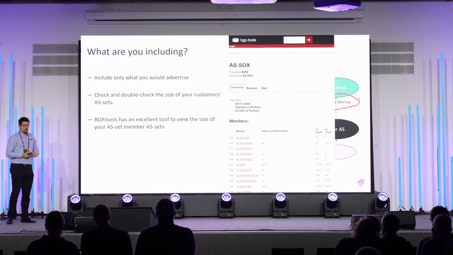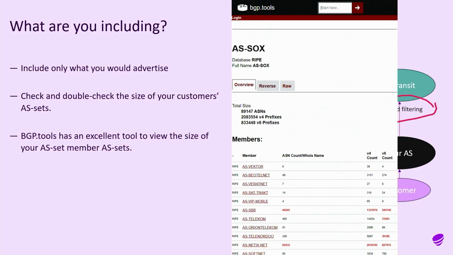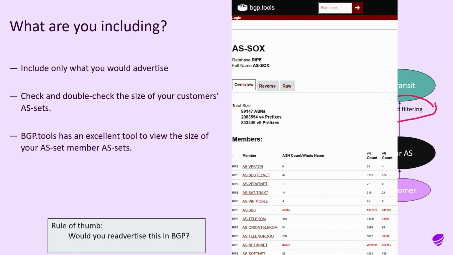Please go and have a look at your own AS sets to see what you are including, where it is coming from, where the size build-up is coming from. And again, the rule of thumb in checking your AS set: would you re-advertise this in BGP?